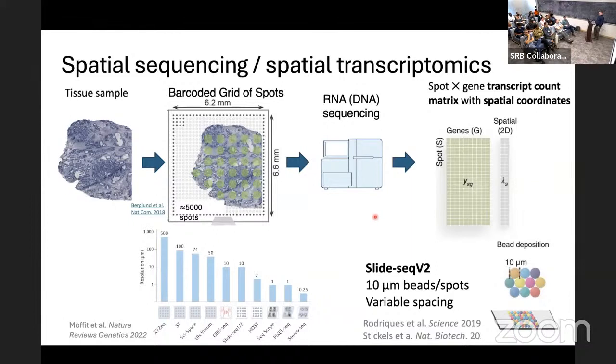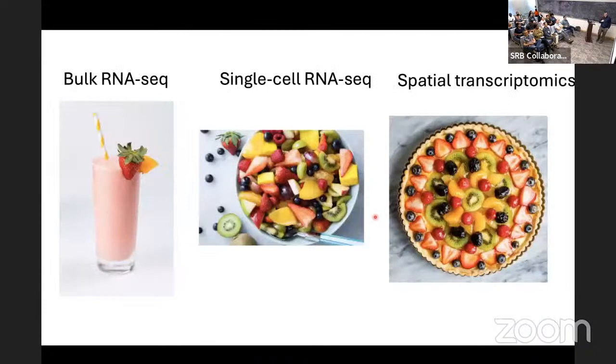Since it's lunchtime, you've eaten, I haven't eaten, I'll give you this sort of analogy. I'm not responsible for this analogy, but bulk RNA sequencing, which people used to do, if you think of each cell as a piece of fruit, the bulk measures this mixture, right? So not very good. Single cell measures the fruit salad, where you've got the individual cells, but you've lost their spatial context. Spatial transcriptomics gives you the beautiful fruit tart, right? The cells in their spatial context. I'm not responsible for this analogy, but the right analogy is that this is all pixelated fruit tart.